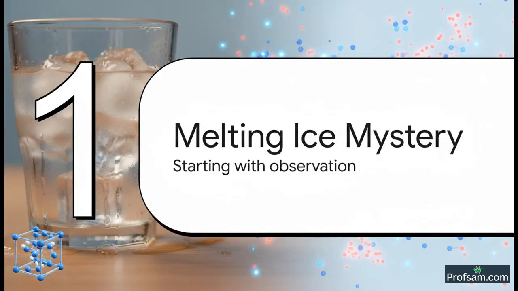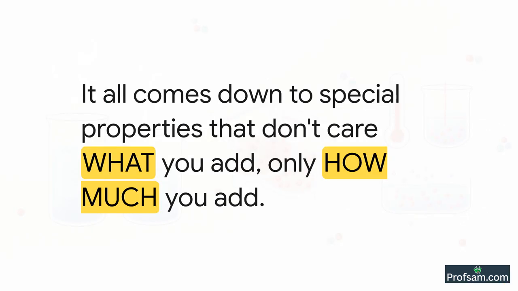So see, this very simple everyday observation about melting ice is actually our doorway to understanding a really fundamental principle in chemistry. And here is the secret. It's all about a special set of properties that have a peculiar rule. They don't care what substance you're adding. It could be salt, it could be sugar. They only care about one thing: how much you are adding. It's all about the number of particles, you see, the quantity, not the quality.